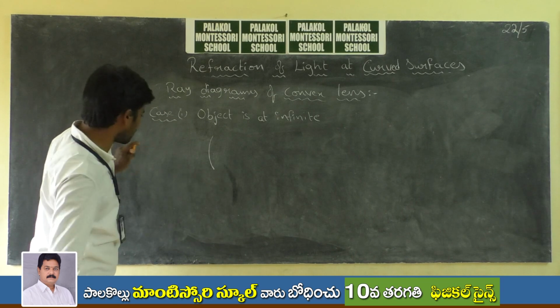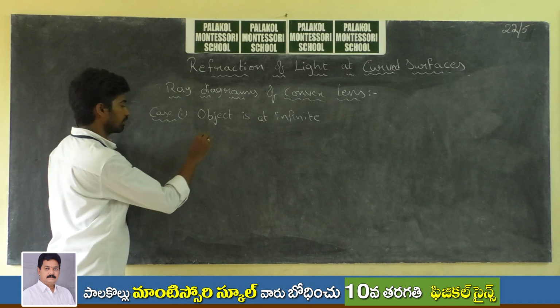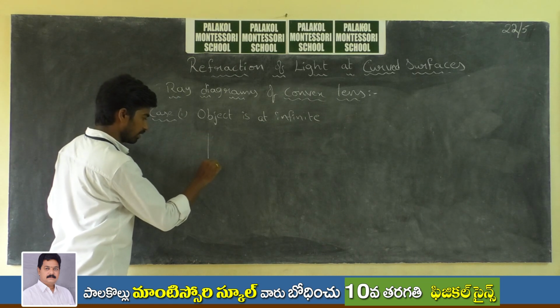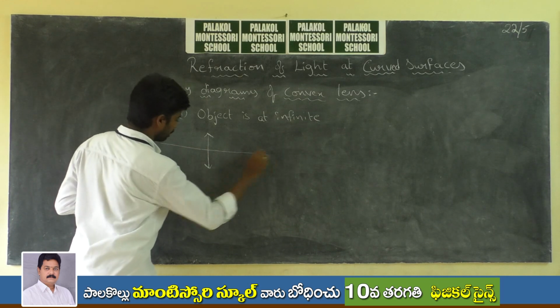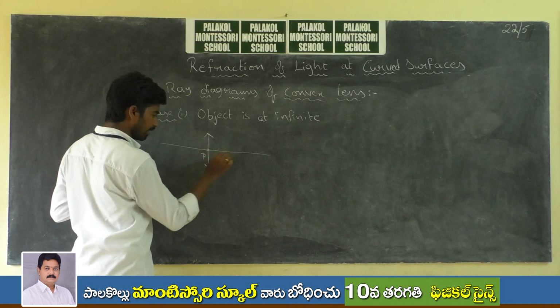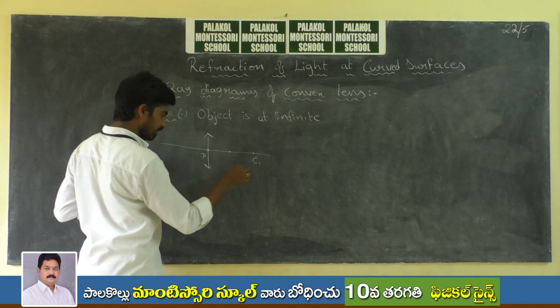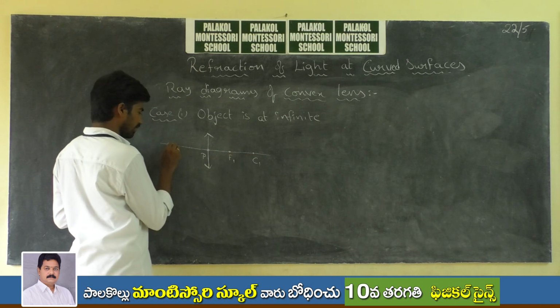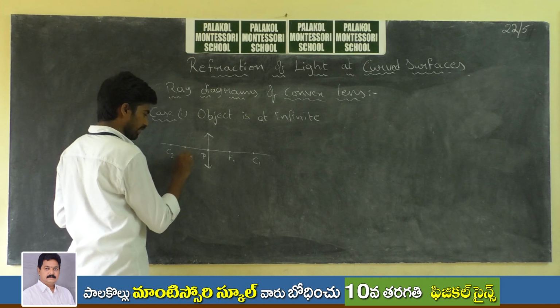So the lens can be represented as a double-headed arrow. The midpoint of the lens is called the pole. Center of curvature C1 and focus F1. Center of curvature of the second circle C2 and focus F2.